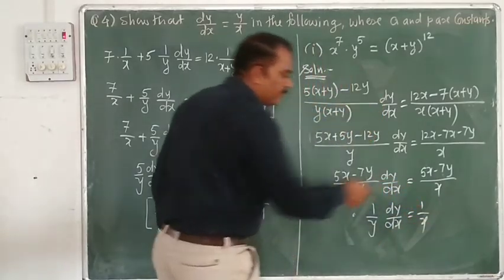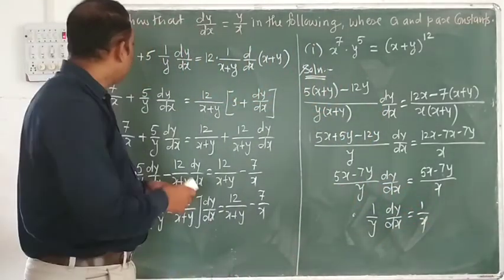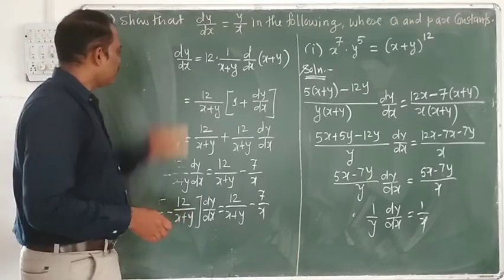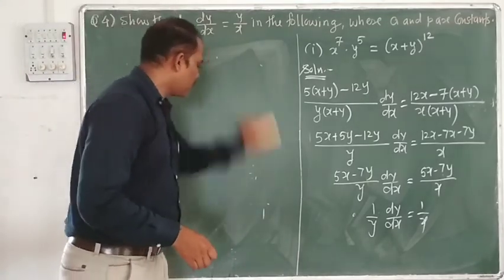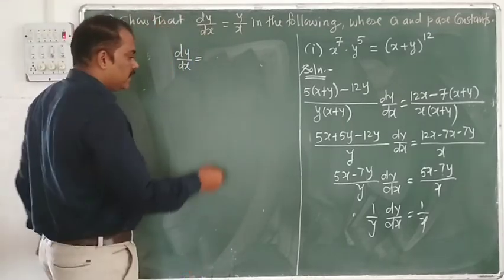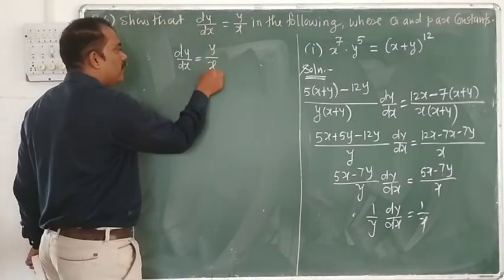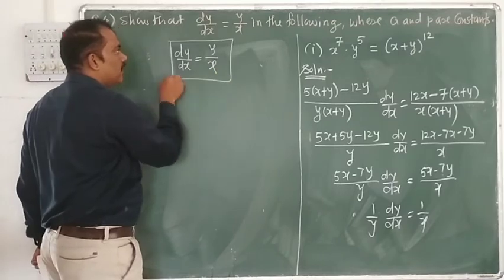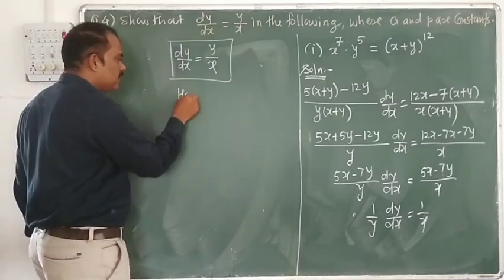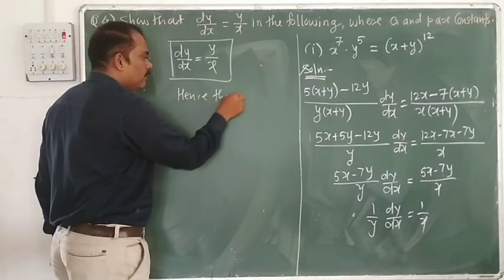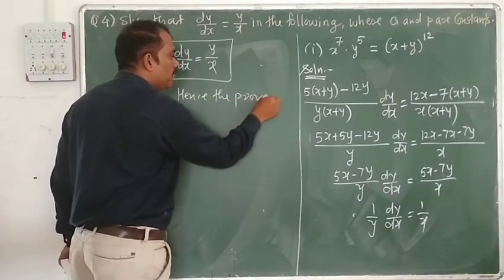Now we have to transfer y to this side, so that we get what we have to get, dy by dx is equal to y upon x. And what we had to show is that dy by dx is equal to y upon x. Here is the proof.